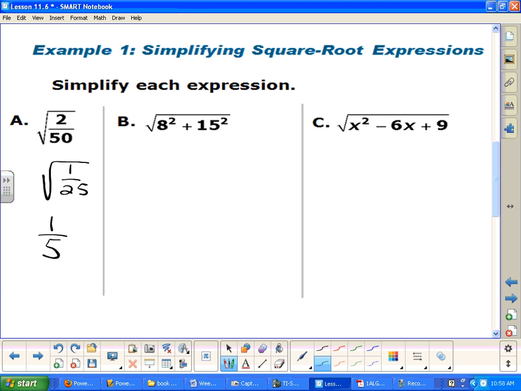Letter B. Now, if we have things squared under the radical, if possible, you want to get rid of them so they're not squared anymore. So here we have 8 squared plus 15 squared under the radical. What does 8 squared plus 15 squared equal? This is the square root of 64 plus 225, which is the square root of 289. Is that a perfect square?